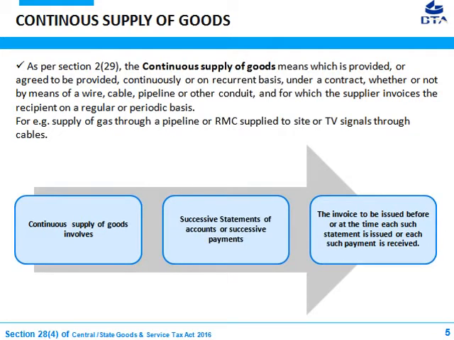Continuous supply of goods. As per section 2 subsection 29 of the model GST law, it is a contract which involves continuous or recurrent supply of goods. In case of continuous supply of goods where successive payments or successive statements of accounts are involved, the invoice shall be issued before or at each time such statement is issued or each such payment is received, as the case may be. For example, in case of continuous supply of bricks to builders, the bricks supplier shall issue an invoice along with each batch of bricks he supplies.